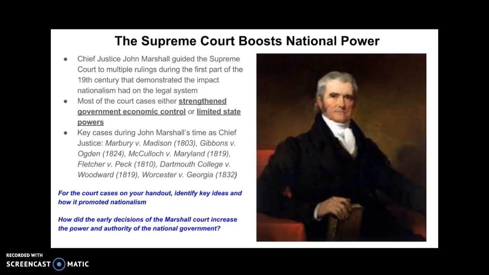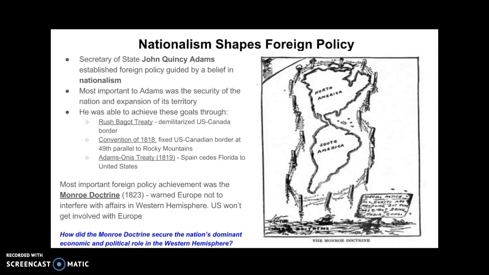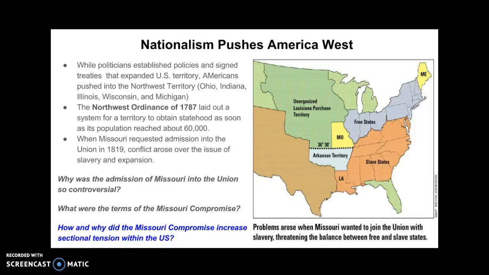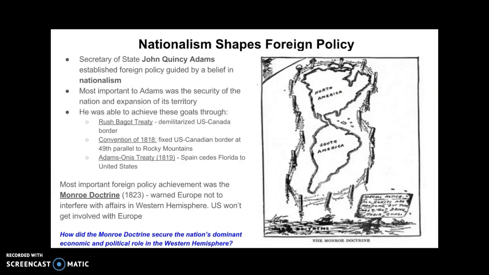We will look at Worcester versus Georgia in the third lecture. The next lecture series, so there's 2 videos that you're going to want to watch, will deal with nationalism shaping foreign policy and nationalism as America pushes west. You will want to go to the second video to access these lecture videos.